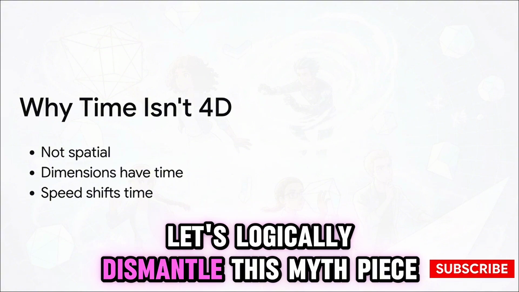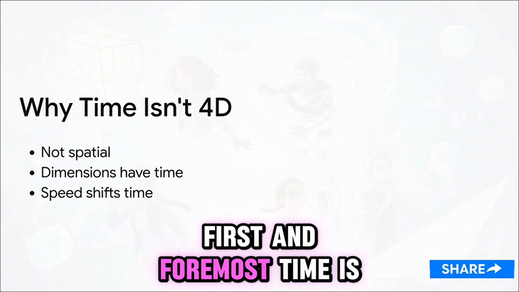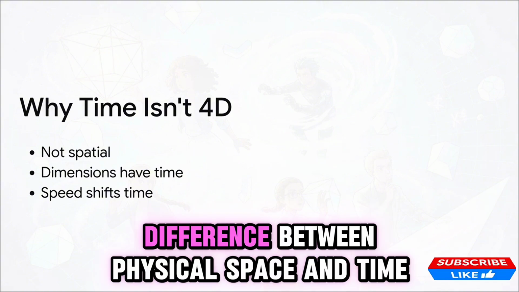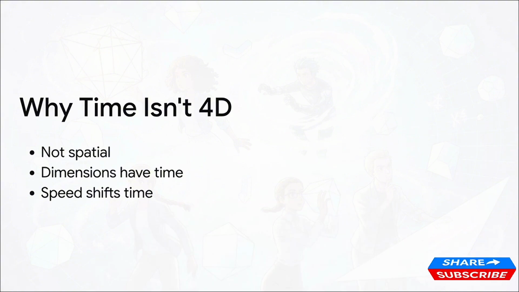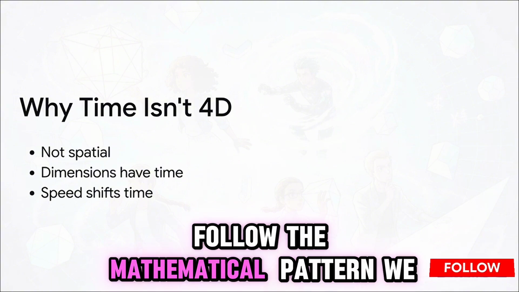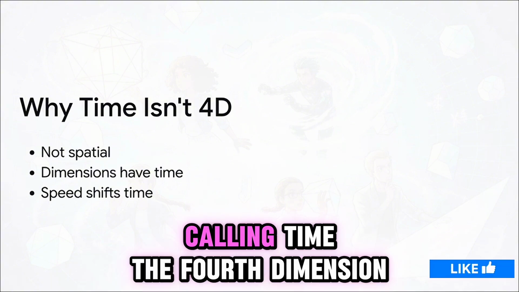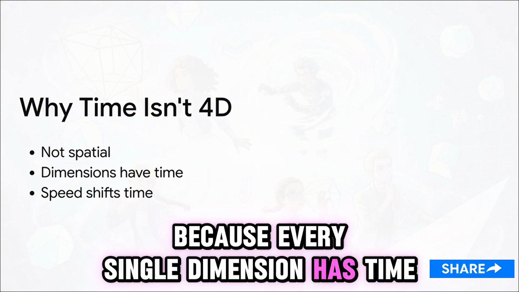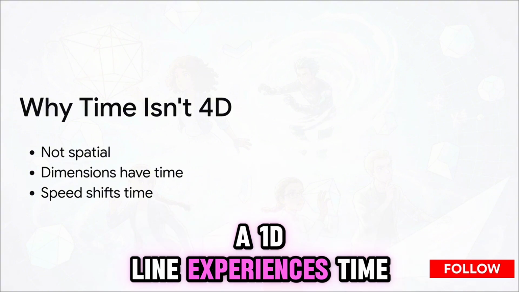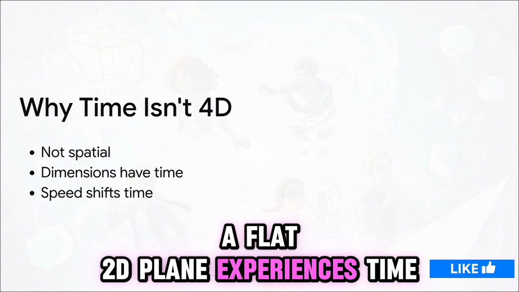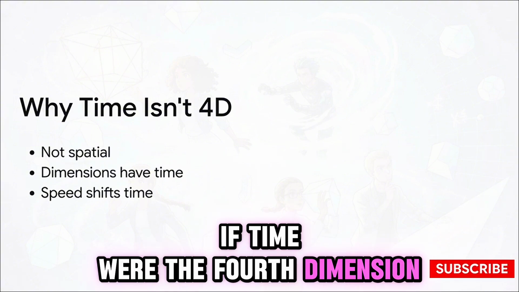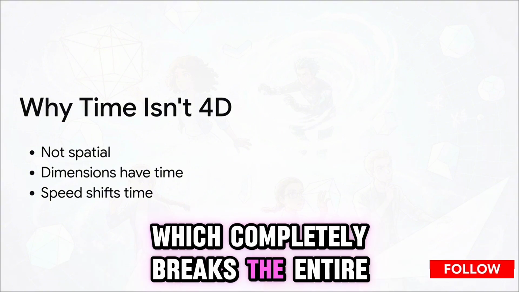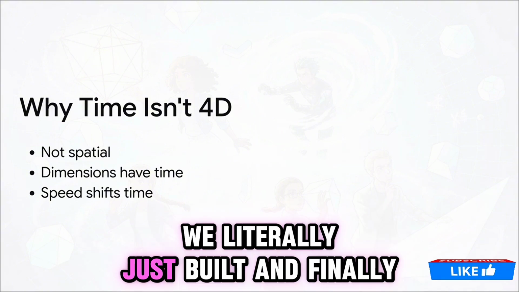Let's logically dismantle this myth piece by piece. First and foremost, time is not spatial. There's a huge, very obvious difference between physical space and time. Secondly, if we assume dimensions follow the mathematical pattern we just established, calling time the fourth dimension makes absolutely no sense because every single dimension has time in it. A 1D line experiences time. A flat 2D plane experiences time. If time were the fourth dimension, it would mean the fourth dimension is somehow uniquely special, which completely breaks the entire mathematical pattern we literally just built.